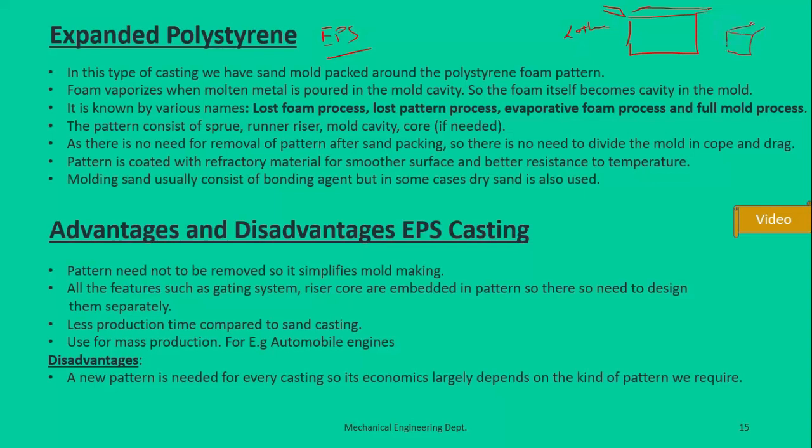Let's suppose we want to cast a product like this one. So we machine a pattern out of this foam, and we pack sand around it. We place this pattern into the large flask. So this pattern will be placed here.